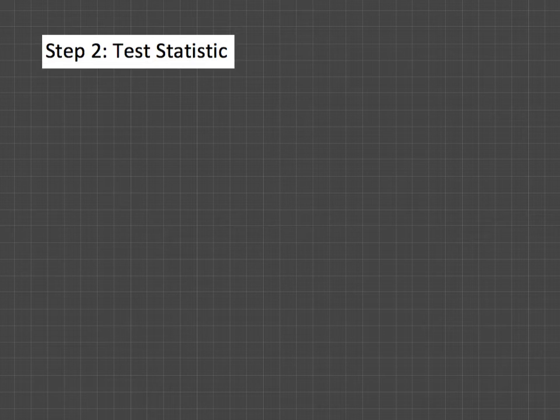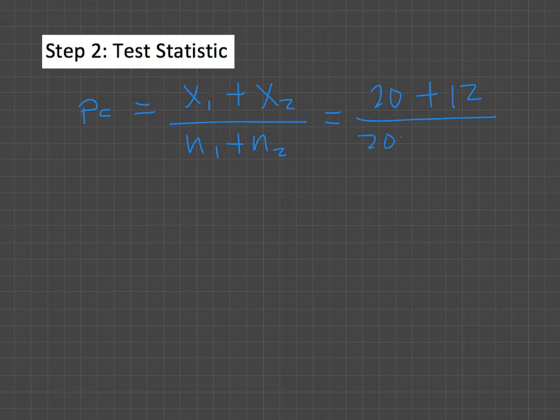Step 2 is the test statistic. We kind of have a preliminary calculation for the test statistic, and that is p sub c, and that's where we take x1 plus x2 over the sum of the sample sizes, n1 plus n2. So for our example, we take 20 plus 12 over 200 plus 200, and we get pc is 32 over 400, which in decimal form is 0.08.